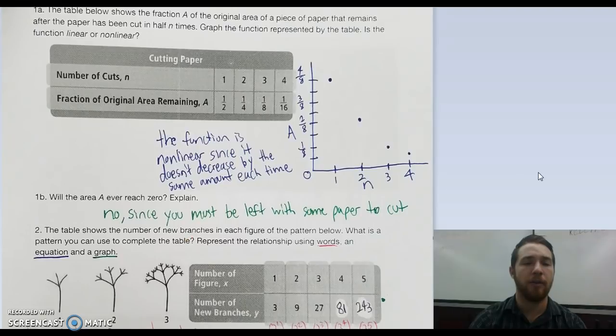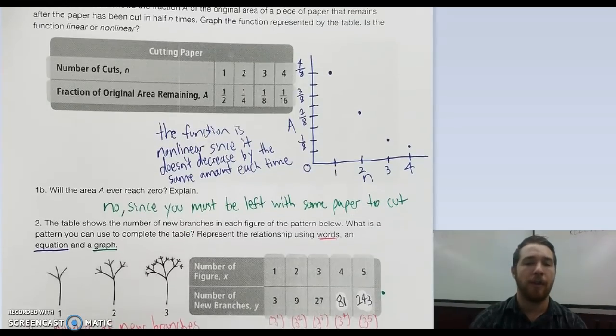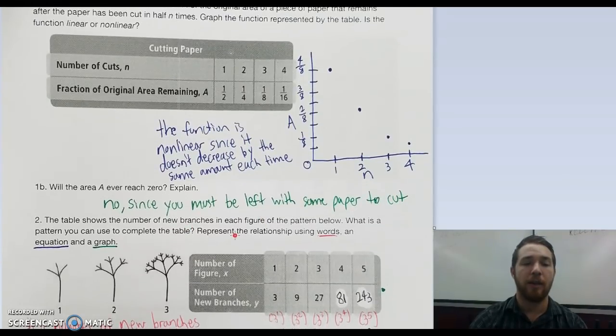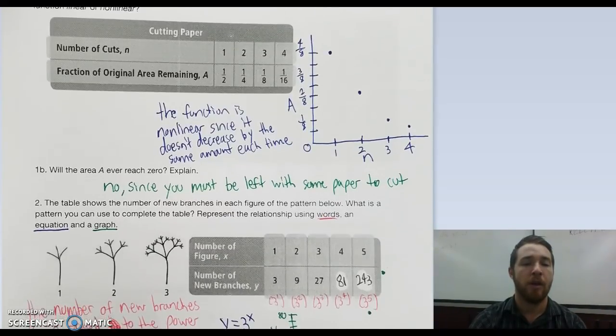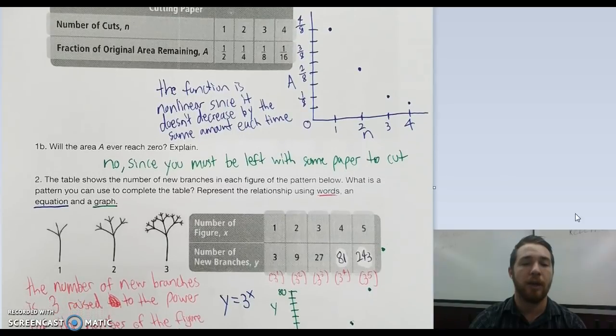Trying that again with our second question. The table shows the number of new branches in the figure using the pattern below. And just like the other questions, we have to find the pattern, first of all, to complete our table, and then represent that relationship using words, an equation, and a graph. So answering 3 different ways. First of all, if we're answering in words, we can fill in the table first. It looks like every time I increase my x, so if I take the next figure, my branches multiply by 3. So times 3, times 3, times 3, times 3.